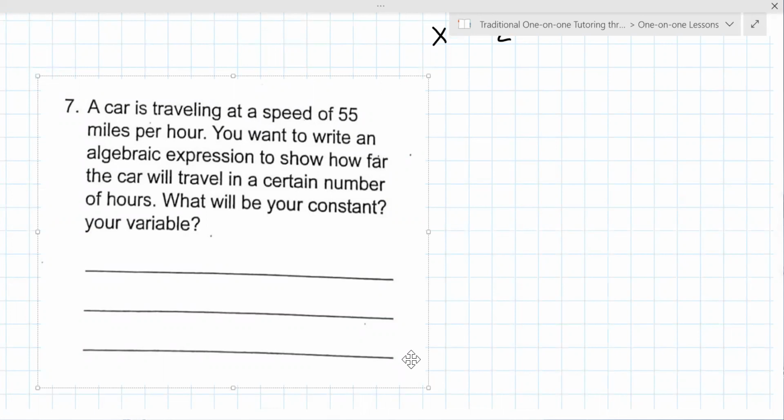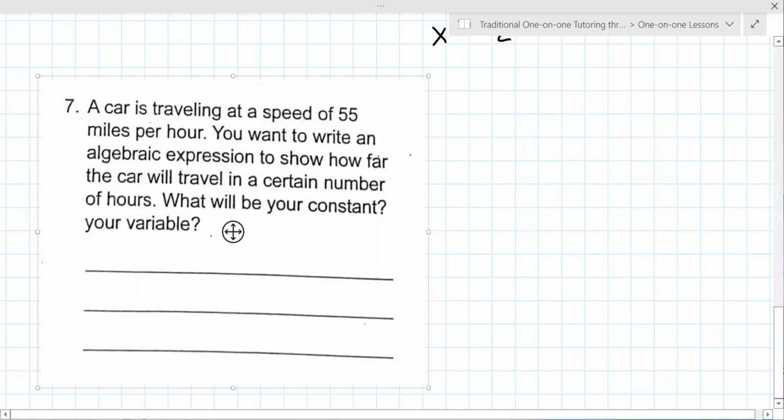All right, so I'm going to read it, and if there's any words that you don't understand or you want me to explain, please ask. So a car is traveling at a speed of 55 miles per hour. You want to write an algebraic expression to show how far the car will travel in a certain number of hours. What will be your constant, your variable? Any words here that are unclear or anything that you don't understand about this? No. Okay, how about algebraic expression?